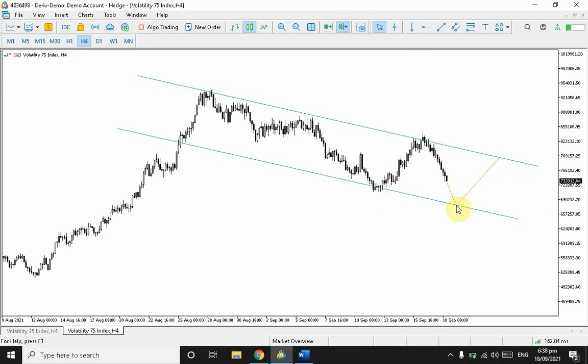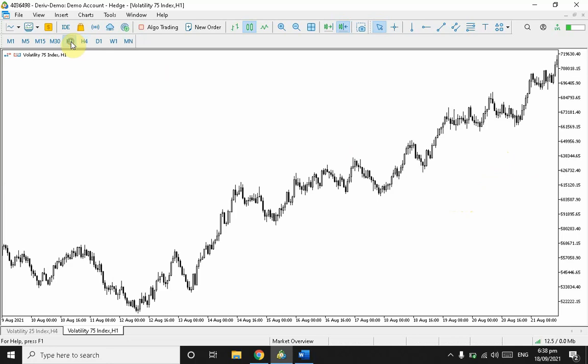Then you look for a price action pattern to take a long position in the market and take it to the upside here. The other thing you can do is drop down to a lower time frame so that you can get a better perspective of what price is doing here. Let's drop down to a lower time frame.